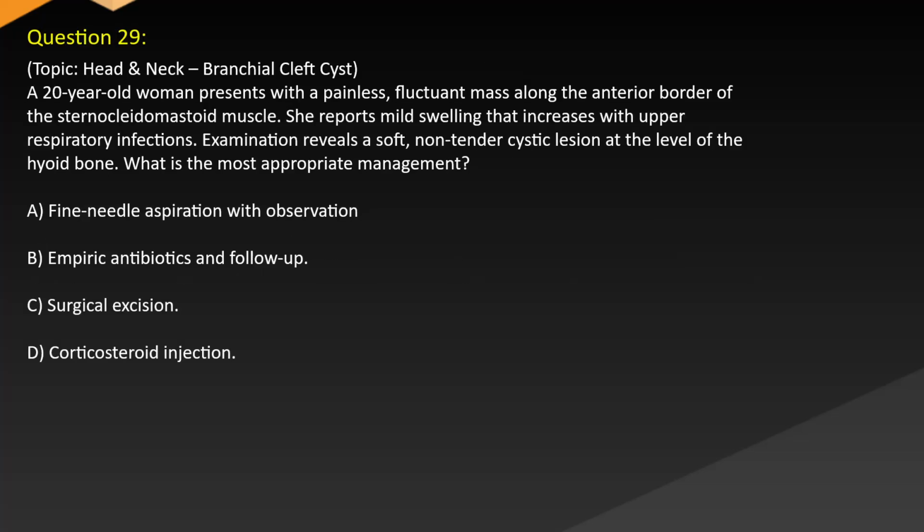Question 29. Topic: Head and neck. Branchial cleft cyst. A 20-year-old woman presents with a painless, fluctuant mass along the anterior border of the sternocleidomastoid muscle. She reports mild swelling that increases with upper respiratory infections. Examination reveals a soft, non-tender cystic lesion at the level of the hyoid bone. What is the most appropriate management? A. Fine needle aspiration with observation. B. Empiric antibiotics and follow-up. C. Surgical excision. D. Corticosteroid injection.